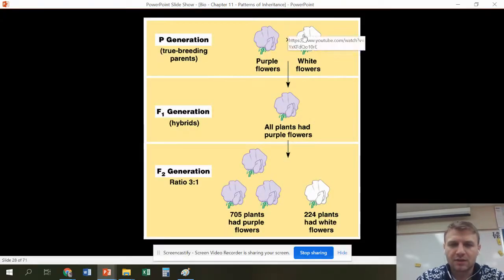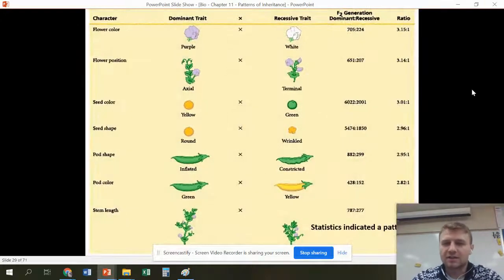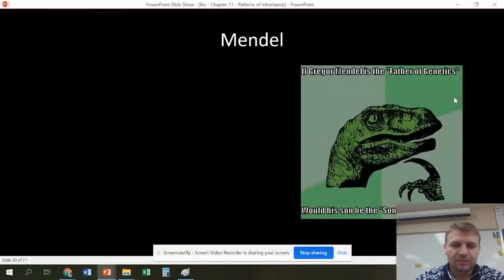So again, we cross these two initially. They produce purple flowers. Then we cross two of these together, and they get a 3-to-1 ratio of purple to white. And he kept on getting it. It's not just for purple versus white flowers. He got this in every sort of, I think the next slide's data. Yeah, he got this in every trait, when he crossed purple flowers, axial versus terminal, yellow, every one of these characteristics, he kept on getting that 3-to-1 ratio.